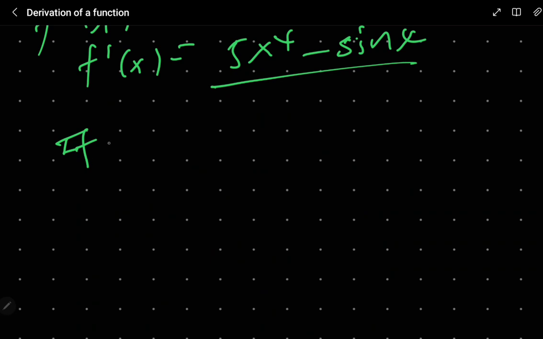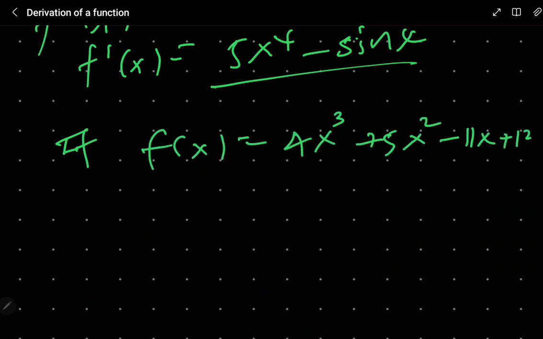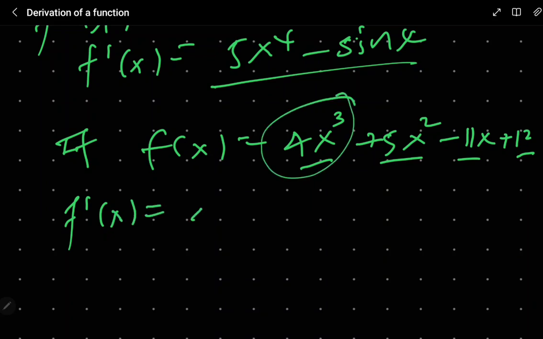The other one is if f of x is 4x cubed plus 5x squared minus 11x. So you can assume this is one function, this is another function, and that one is another function, but you just find the derivative of each one. So f derivative of x is equal to, what is the derivative of this one? 4 times x to the power of, please pause the video and try it, okay?